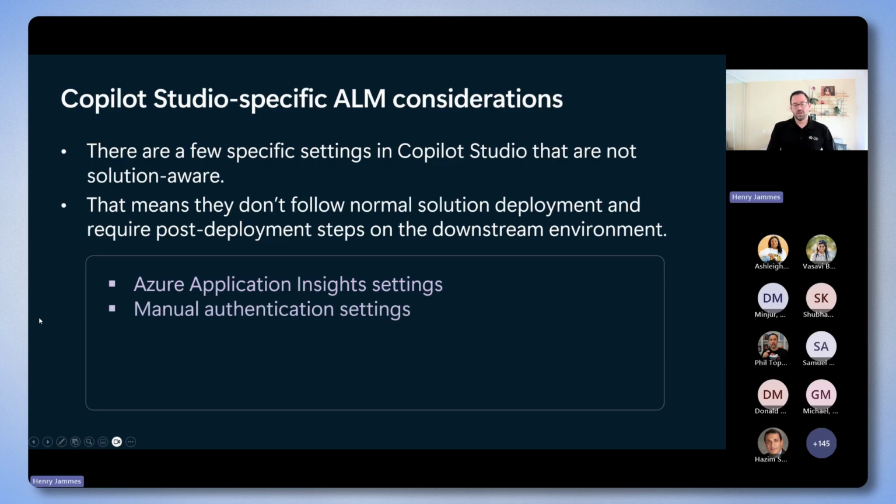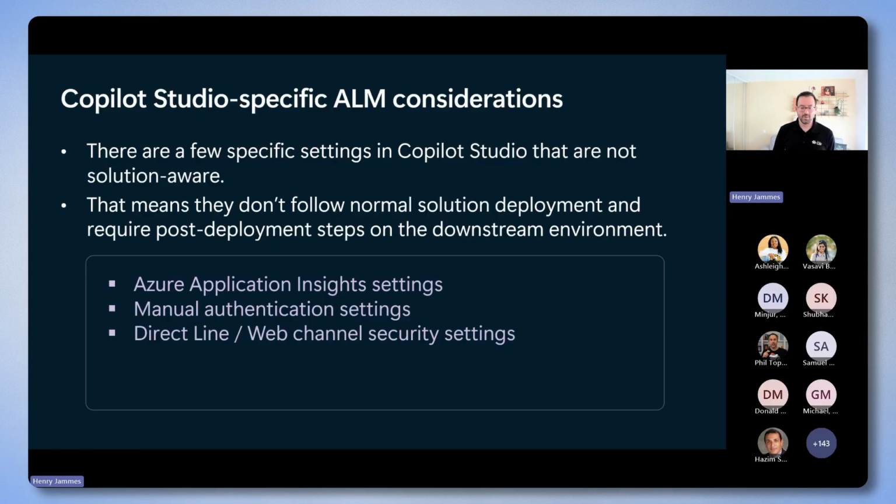The manual authentication setting. If you're using the default authentication, like Authenticate with Microsoft, where you don't have anything to do, or no authentication at all, then it's good. You don't have anything to do. But if you're using manual authentication because you want to embed your agent on your custom website, and that website uses Entra ID or Okta or any third-party OAuth provider, you need to reconfigure those settings on the deployed agent. So if you're using Entra ID, you need to provide the client ID, the secret, etc. on the deployed agent. They don't follow your solution deployment.